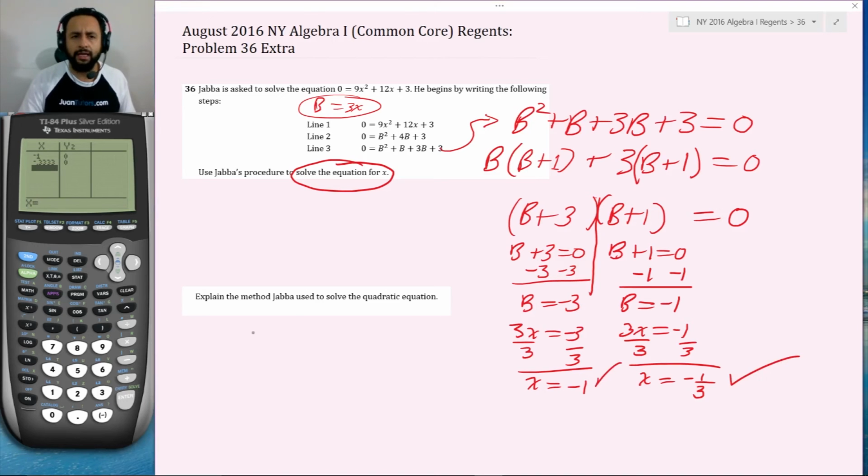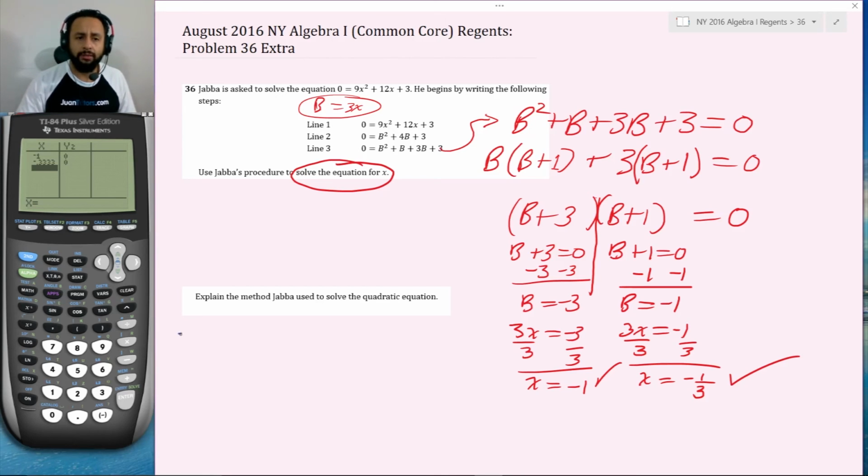So now the second part, we got to explain what the method Jabba used to solve this equation. Jabba, by the way, Jabba the Hutt from Star Wars. We want to explain what Jabba decided to do. We don't want to go so general that again our explanation fits every single problem. No, we just want to say what Jabba did.